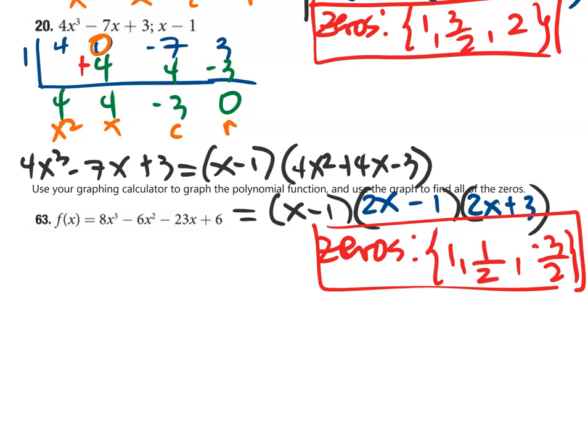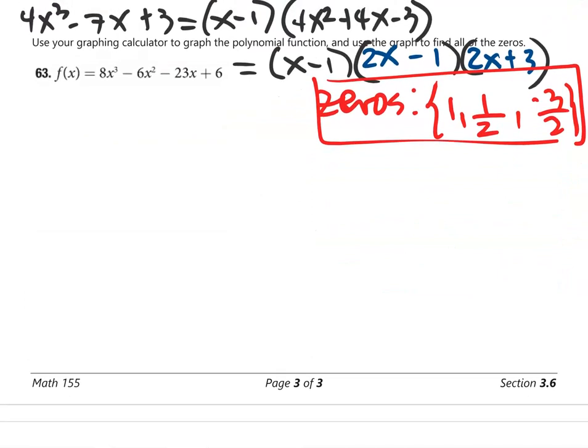All right. And the last problem. Number 63, use your graphing calculator to graph the polynomial function and use the graph to find all of the zeros. So this is the given. f of x equal to 8x cubed minus 6x squared minus 23x plus 6. You can use a TI-84 or TI graphing calculator, or the easiest is by using Desmos.